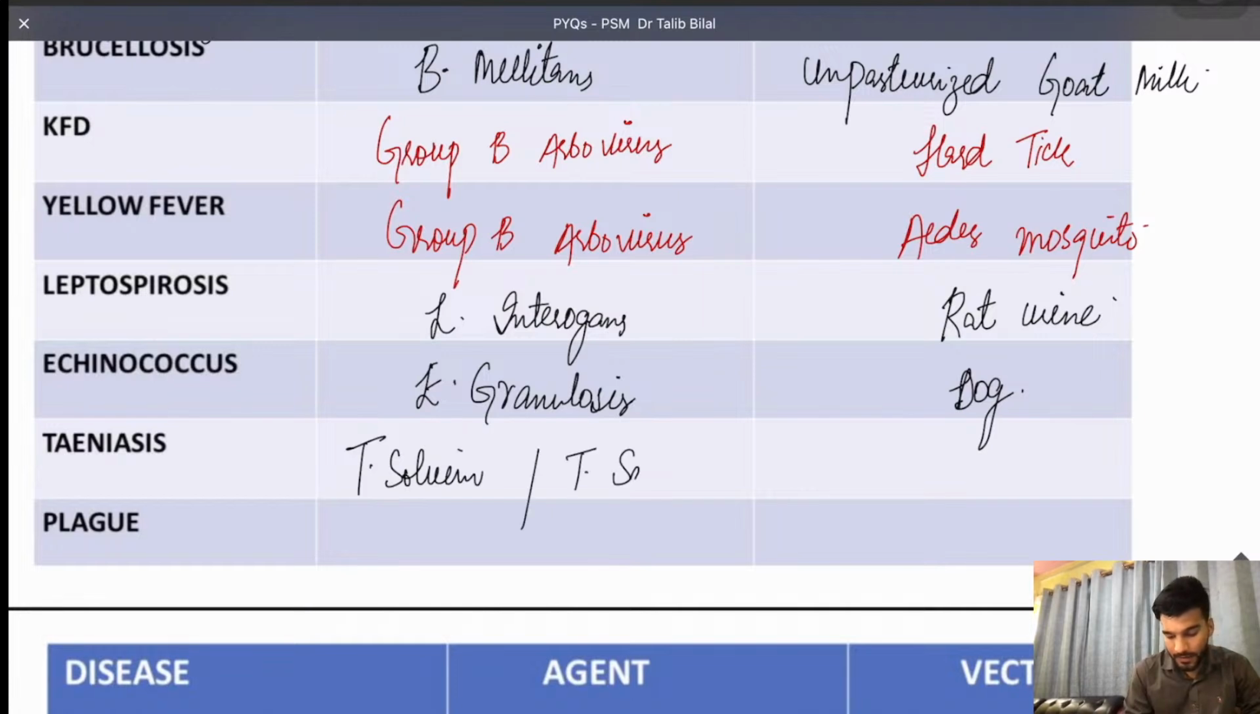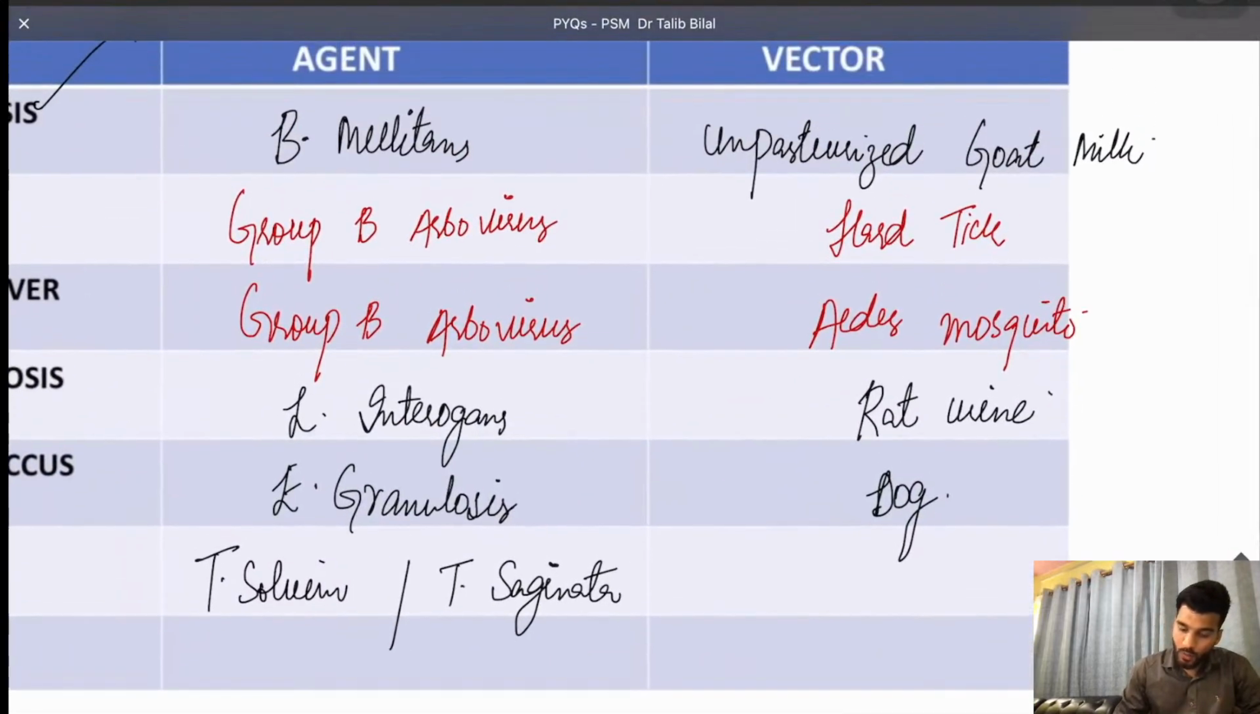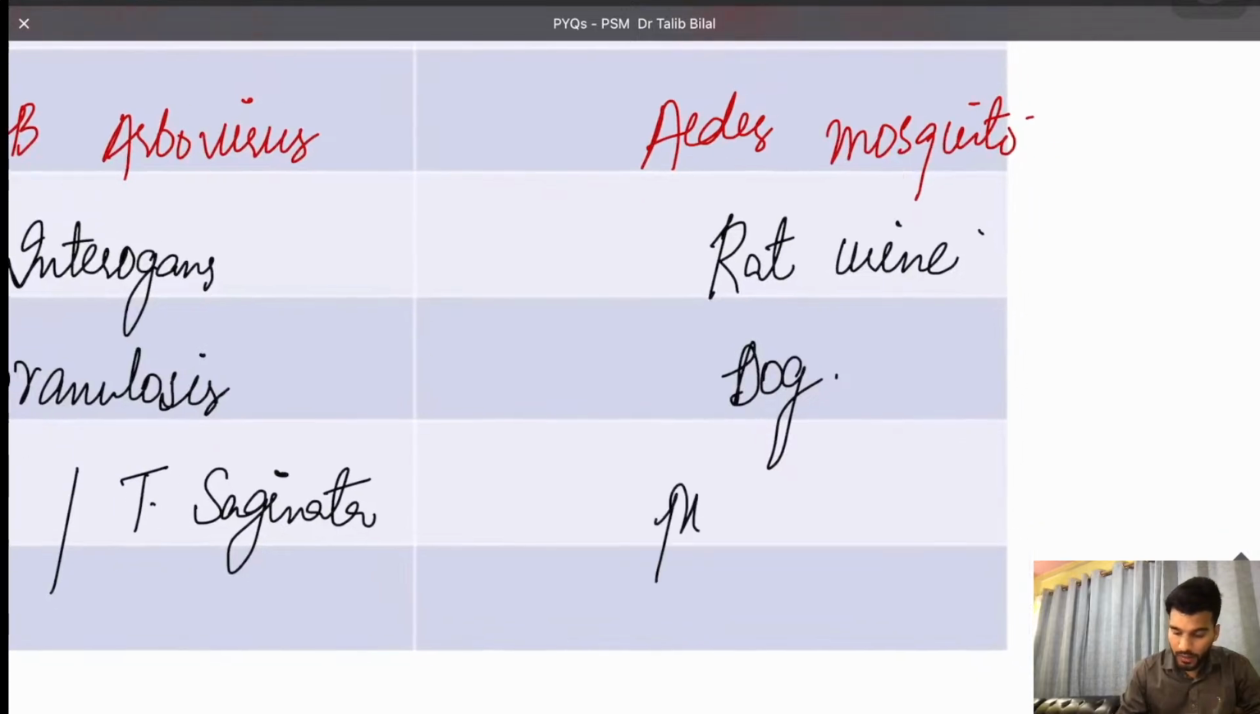Taeniasis, guys, is due to Taenia solium and Taenia saginata. Okay, and what is the vector? The vector is pork or beef. Depending on that, they can also cause neurocysticercosis. For neurocysticercosis we have a starry sky appearance. Starry sky appearance is also seen in Burkitt's lymphoma, translocation 8;14. Remember that. Starry sky appearance in neurocysticercosis.